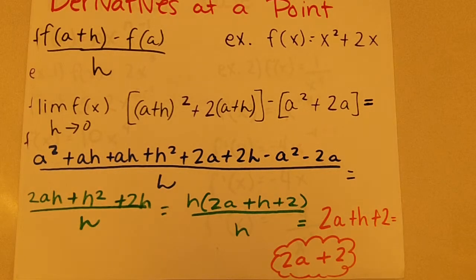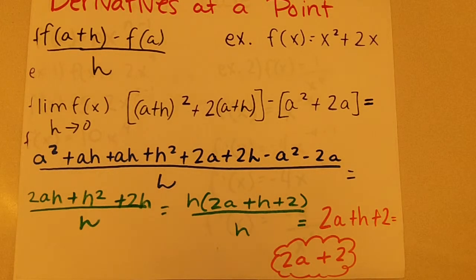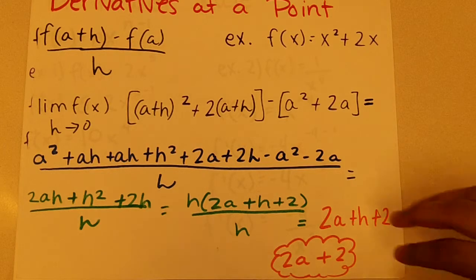So that gives you a squared plus 2ah plus h squared plus 2a plus 2h minus a squared minus 2a, which equals 2ah plus h squared plus 2h over h. Then you factor out the h from the numerator, so you get h times 2a plus h plus 2 over h. When you cancel out the h's, you get 2a plus h plus 2. Since h is approaching 0, you can just take the h out. So your final answer is 2a plus 2.